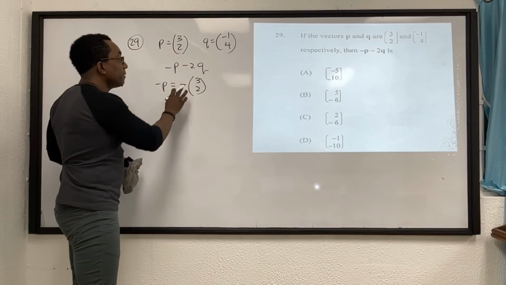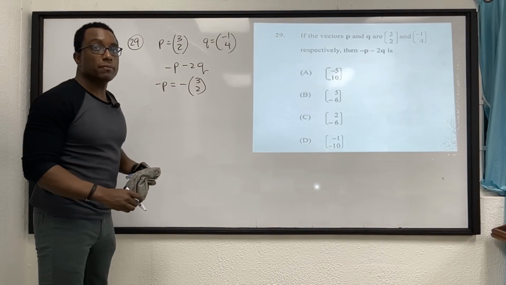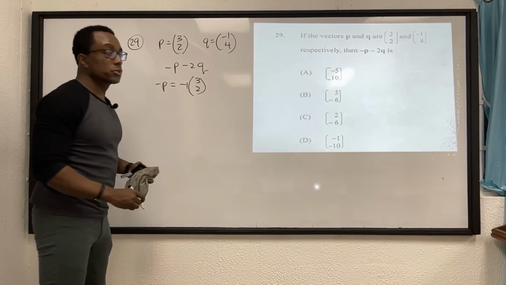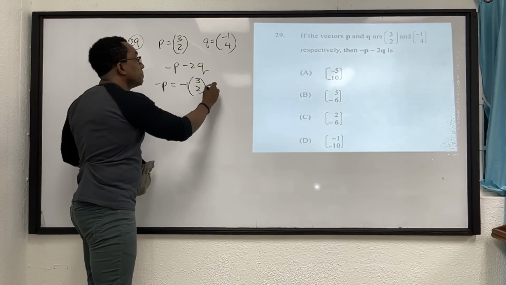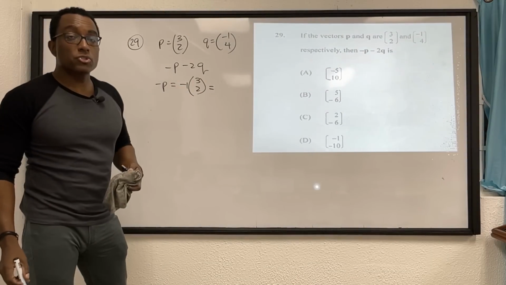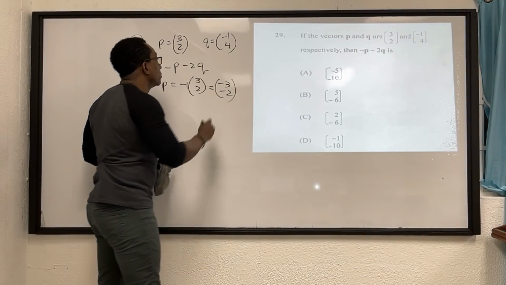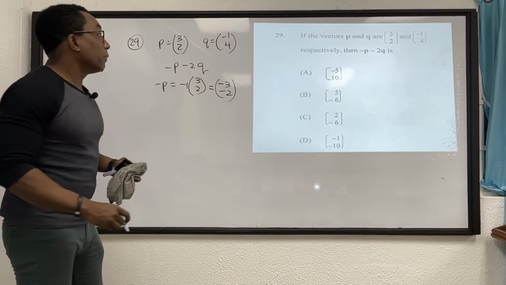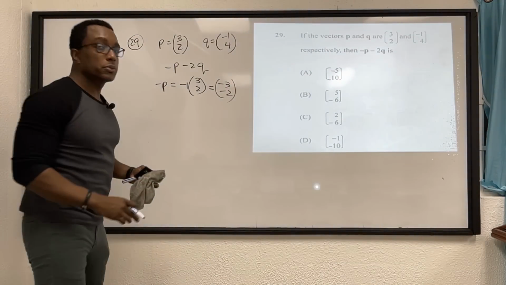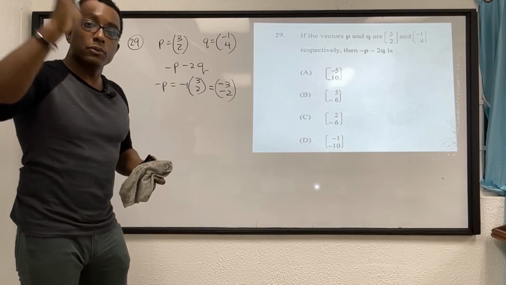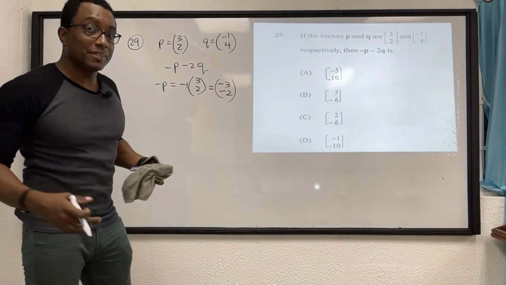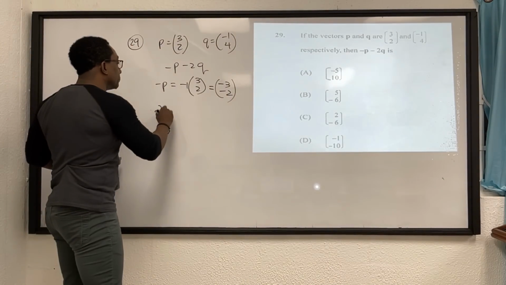And note, when we have this negative sign in front of this column vector, negative 1 is understood. And you can simply multiply negative 1, it's known as a scalar, by 3 and 2. So this becomes (-3, -2). So that's negative P. Now what we're going to do is to work out 2Q. So we work out negative P, we work out 2Q, and then we're going to subtract them.